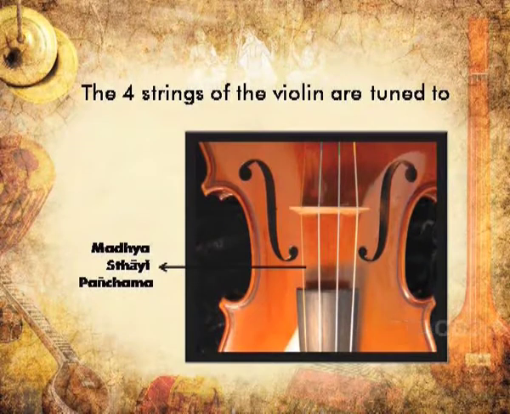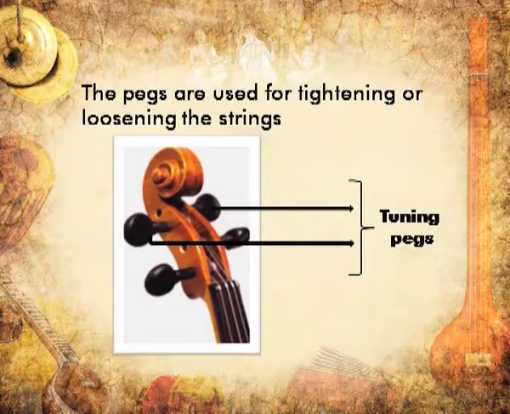The 4 strings of the violin, from the bowing end, are tuned respectively to Madhyasthayi Panchama, Madhyasthayi Shadja, Mandharasthayi Panchama and Mandharasthayi Shadja. The pegs are used for tightening or loosening the strings, thereby increasing or decreasing the pitch.